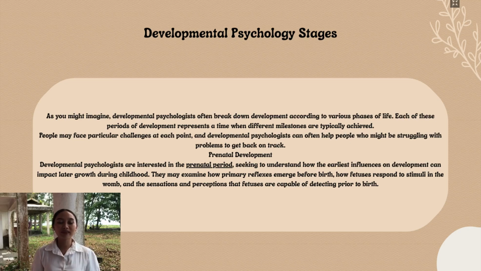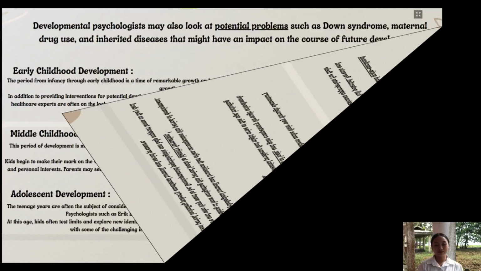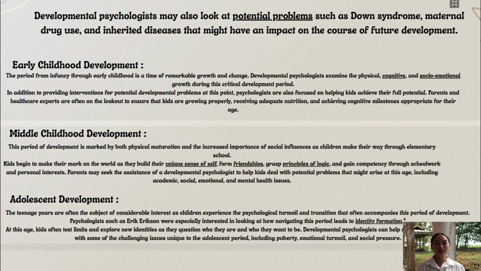So, developmental psychology stages. As you might imagine, developmental psychologists often break down development according to various phases of life. Each of these periods of development represents a time when different milestones are typically achieved. So the first is the prenatal development. Developmental psychologists are interested in the prenatal period, seeking to understand how the earliest influences on development can impact later growth during childhood. So the second is early childhood development.